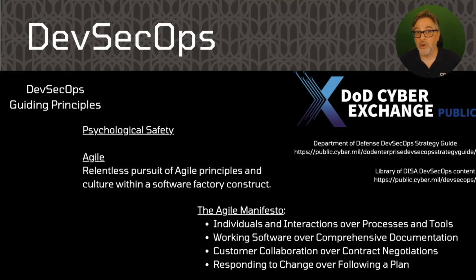Customer collaboration over contract negotiations. You may have a contractual problem where something has gone a little sideways. It's much more important in the agile world to work with your customer and to make sure that you achieve that objective than to, again, blindly adhere to the contract or to negotiate it out and slow things down.